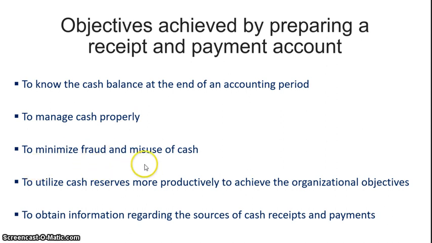To minimize fraud and misuse of cash. So when you record whatever transaction you are paying, if it's fuel, you record fuel. If you're buying biscuit, you record biscuit. So it won't help the treasurer or someone to misuse the cash. So you know what is happening with the cash. They know everything is recorded and it will happen smoothly.